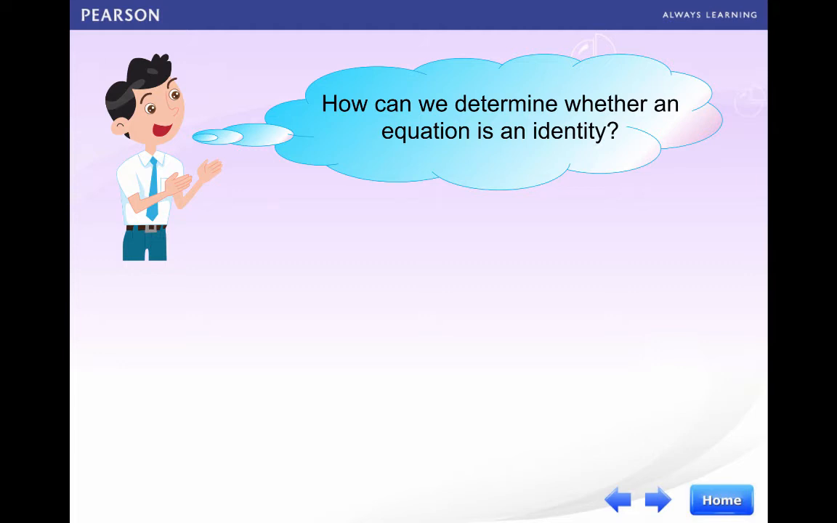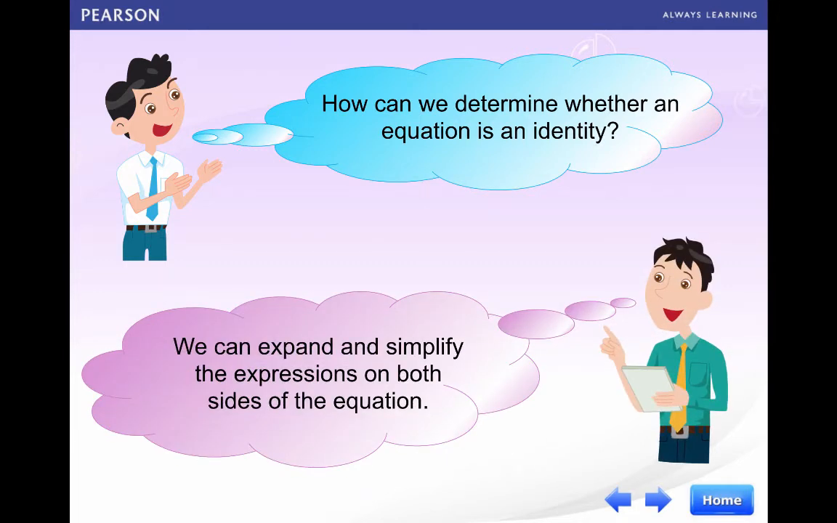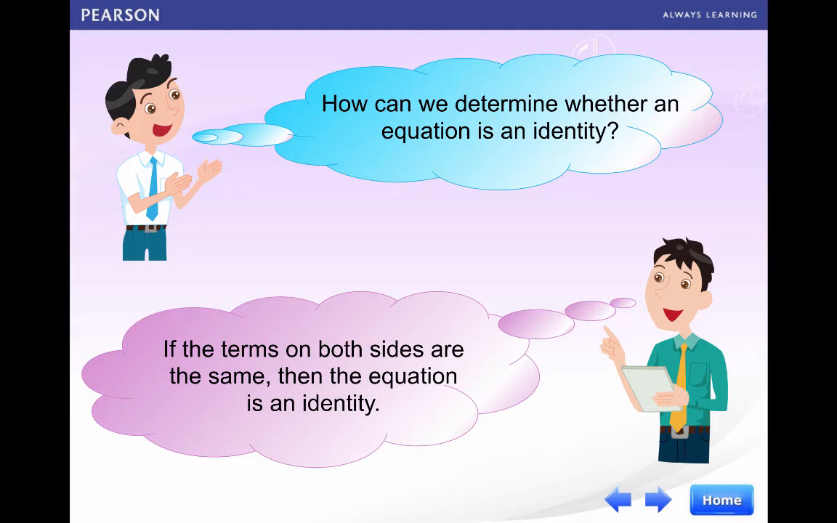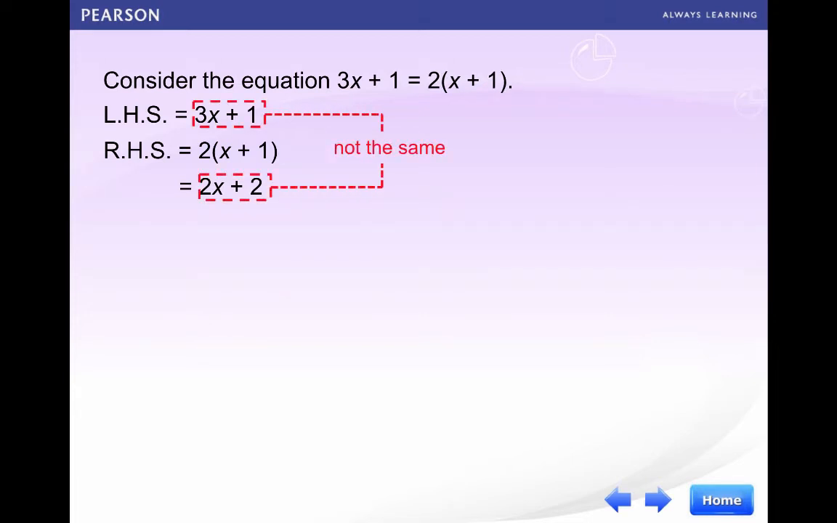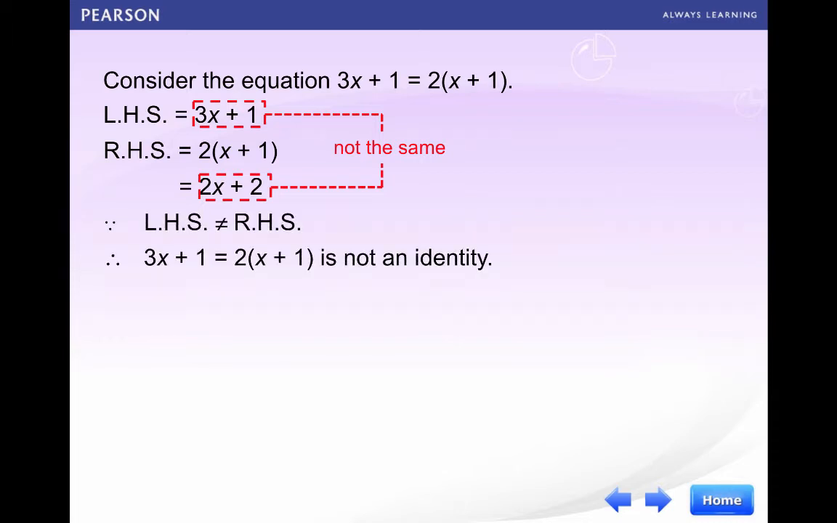So how do we know if it is an identity? We can try to expand and simplify the expression on the left hand side and right hand side. So we try to find the value of each side. Look at an example. Left hand side is 3x plus 1 and the right hand side is this. For the right hand side we use expansion and these two are not the same. So left hand side is not equal to right hand side and this equation is not an identity.